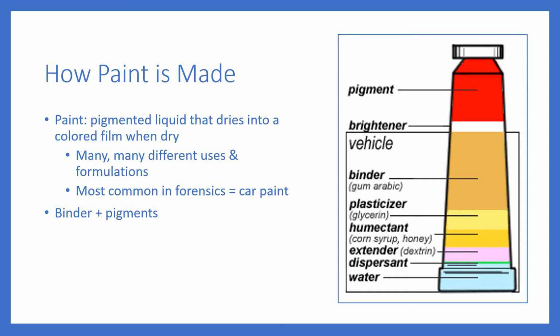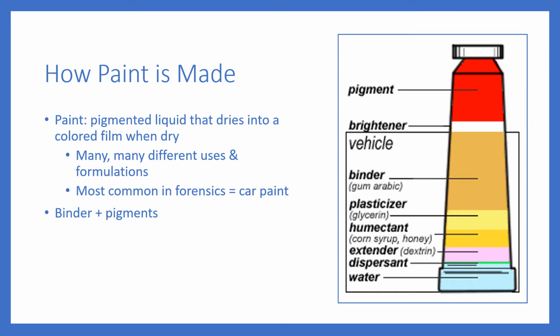So paint is really just a pigmented liquid that dries into a colored film. There are lots and lots of different uses for paint, of course, and lots of different formulations. There's acrylic paints, oil paints, latex paints, varnishes, all kinds of stuff. The most common paint in forensics is car paint, so we're going to focus a little bit on that in particular. Every paint has a pigmented portion and a binder at minimum.